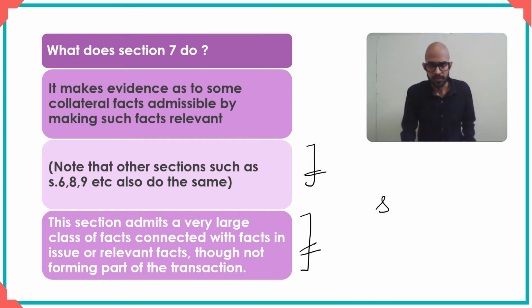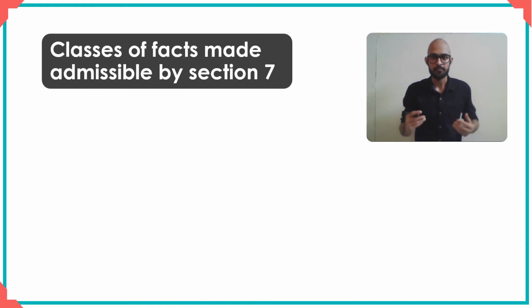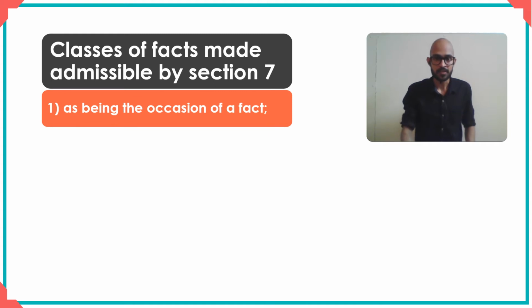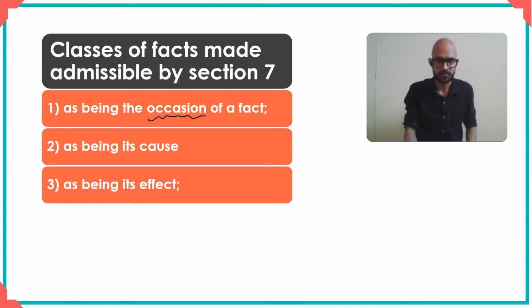For example, when you talk of section 6, then you talk of something being a part of the same transaction. For section 7, we saw some words, and now we will look at those one by one, trying to understand them a little bit so that we now understand section 7. When we talk of the classes of facts that have been made admissible by section 7, we are basically seeing certain words which signify a relationship with regard to either a relevant fact or a fact in issue. So we will focus on those words that indicate the relationship. The very first is occasion. I will talk about it in a bit. And then you have cause and effect. There are more, but I will talk about these three first.